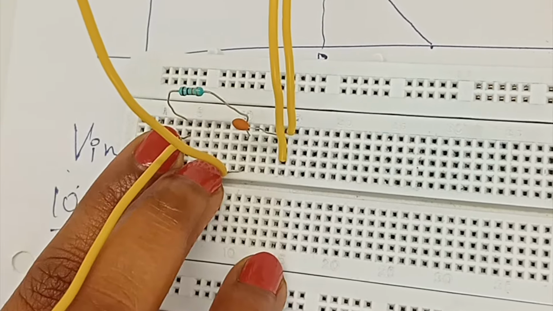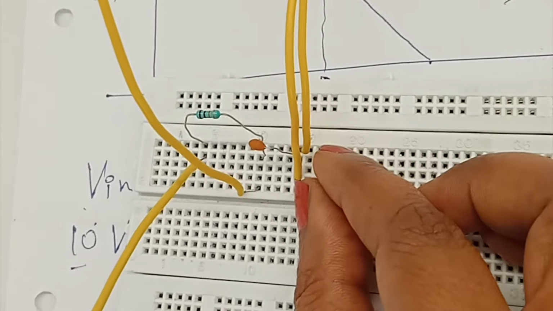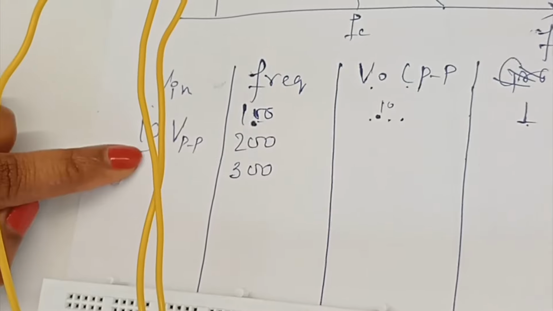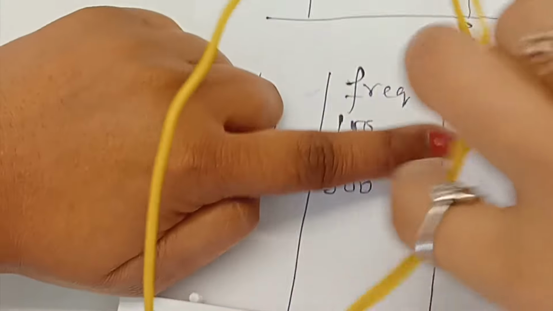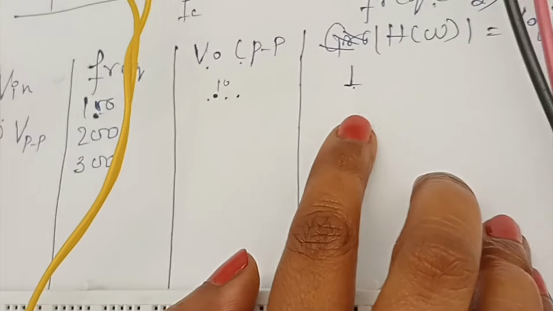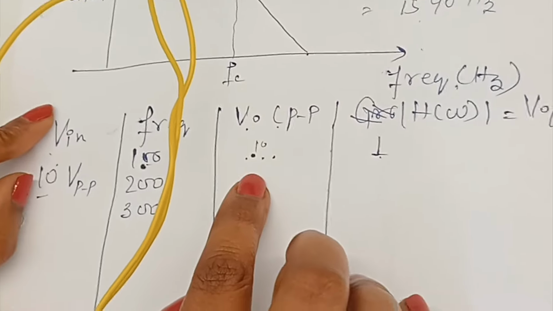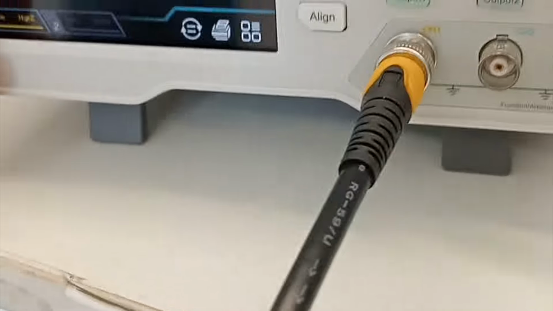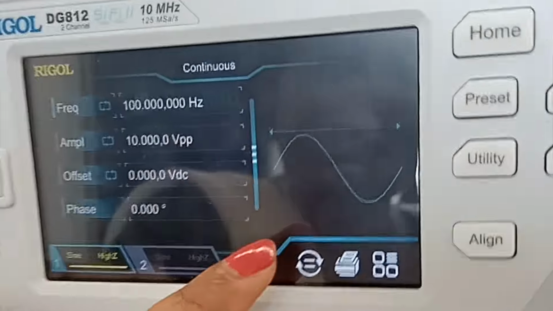In the experiment, I'll keep on varying the frequency of the input, and I'll keep on noting down the output voltage. As we can see in this table, I'll fix the input to 10 volts, I'll keep on varying the frequency, and I'll keep on noting down the output voltage. After that, I'll calculate the transfer function magnitude, which is the ratio of output voltage and input voltage. So let us start the experiment. This is our function generator, where we have already set the amplitude, frequency and the waveform.